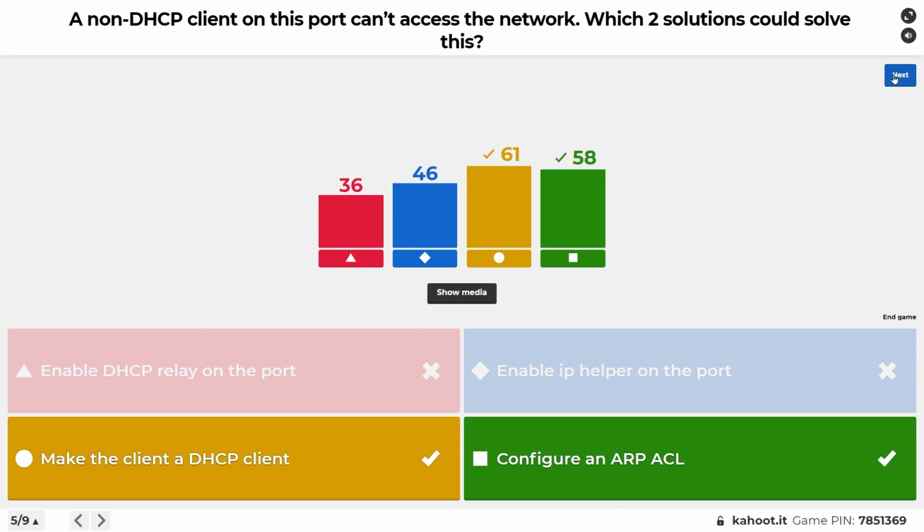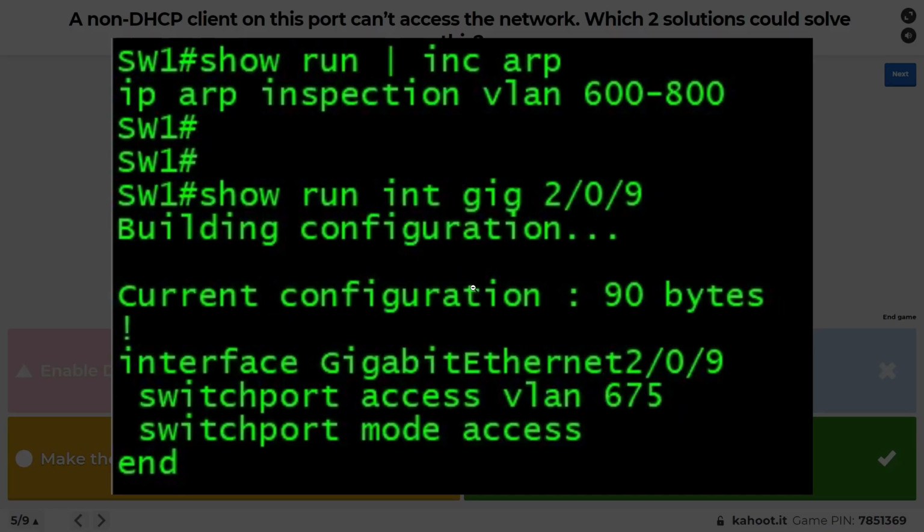A non-DHCP client on this port cannot access the network. Which 2 solutions could solve this? And we've got a slight majority on the 2 correct answers. Let's talk about why for a moment. Let me bring up a pen. And what do we know? That's what I think when I look at an output: what do we know from this output?